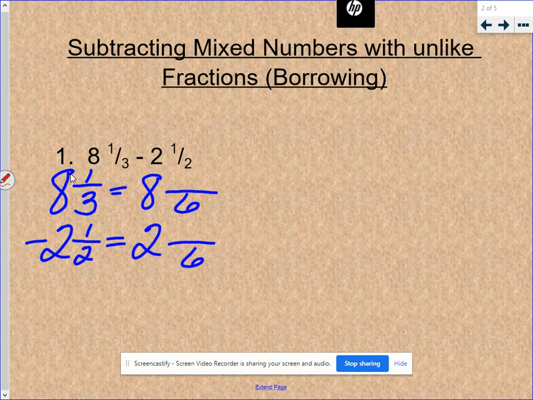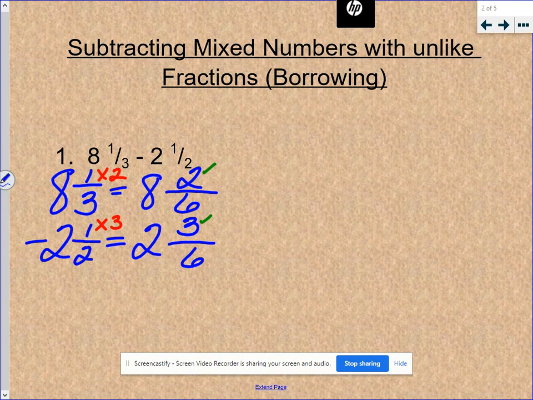Common denominator of 2 and 3 is 6. What times 3 gives me 6? 2. So I multiply the numerator by 2 and I get a 2. What times 2 gives me 6? 3. What I multiply the denominator by, I multiply the numerator by. But as you can see, you cannot take 2 minus 3. So we have to do this new method of borrowing.